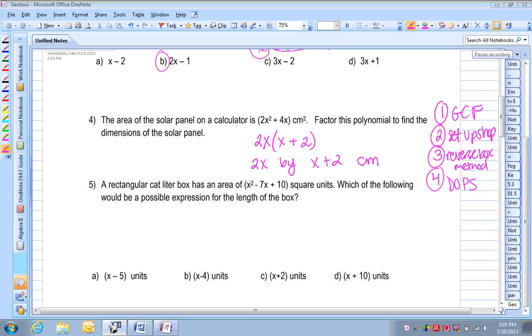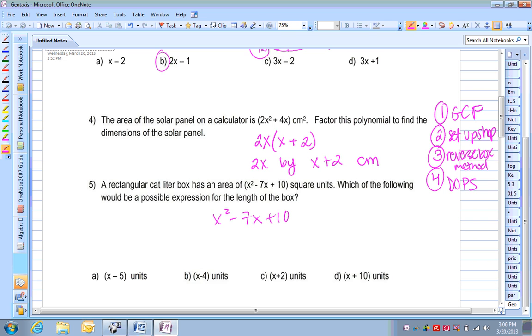Okay, on number 5, it says a rectangular calculator box has an area of x squared minus 7x plus 10 square units. And which of the following would be a possible expression for the length of the box? Well, whenever we're given an area, to find the dimensions, we have to factor it. So I'm given x squared minus 7x plus 10. And once again, we look to see if there's a GCF first. In this case, there is no GCF, so we go ahead and look to our other options.